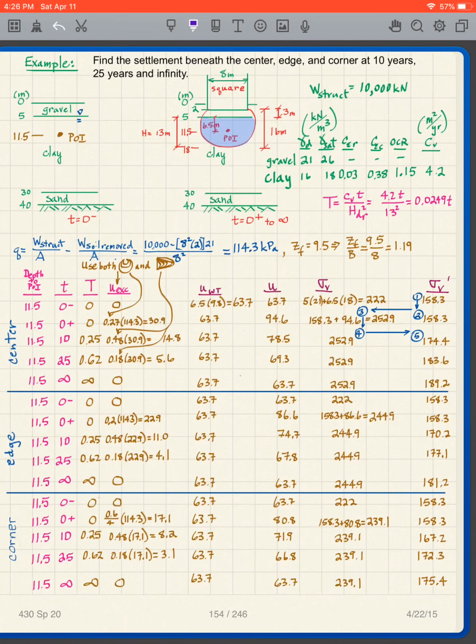Okay, so let's go forward. The rest of this is very straightforward, so we're not going to dwell on the rest of it. I'll talk about the corner later; I'm not going to talk about the corner right now. Okay, so we have the U water table. You can all get that. I get the U by adding U excess plus U water table.